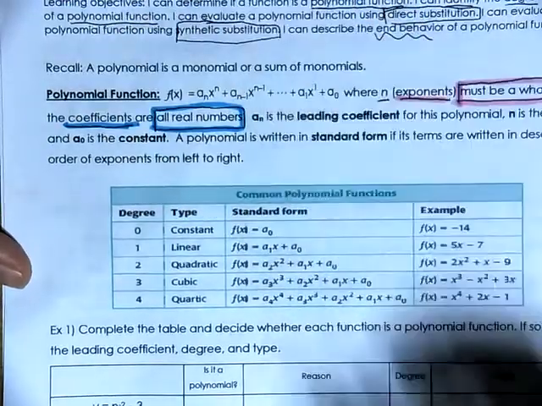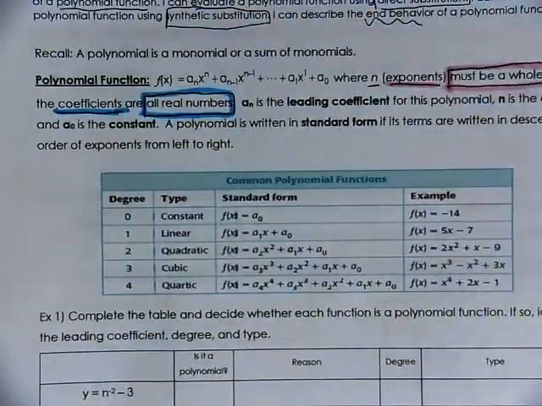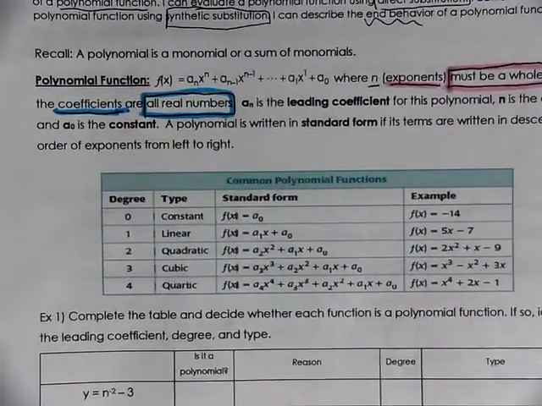And they can be any number. They can be the number pi. It can be a radical. It can be a decimal. It can be the number 2. All of those are considered reasonable coefficients.